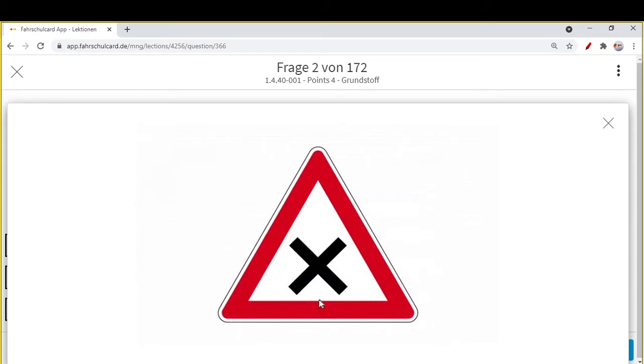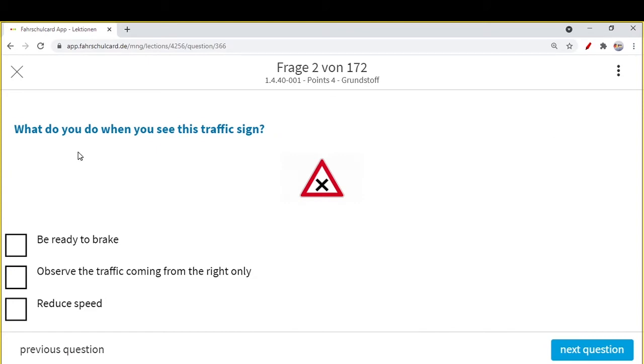That means they are only telling you that on this particular junction, the rule right before left will definitely apply. You need to be very careful, because a very narrow road which you can neglect very easily is coming from the right, or a road coming from the left. You need to be very careful about the traffic. So when you see this traffic sign, be ready to brake. Observe the traffic coming from the right only.